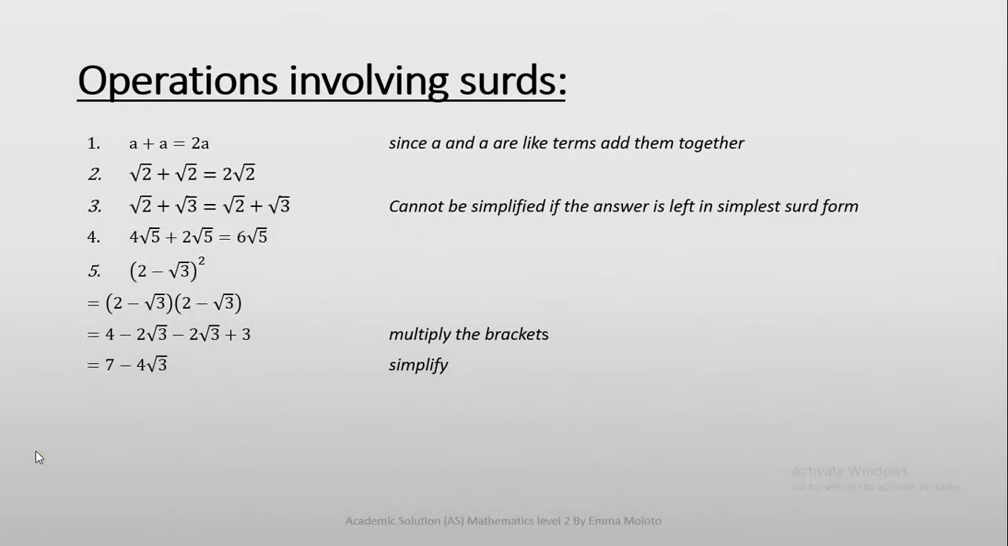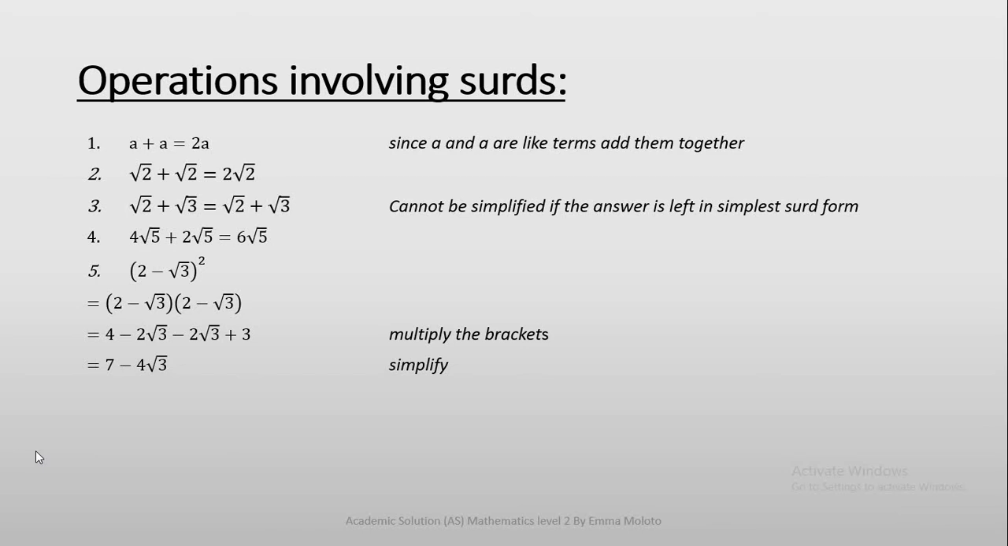Operations involving sets. Number 1, a plus a is equal to 2a. Since a and a are like terms, add them together. You have a cow and a cow. You add them together, which is 2 cows, which is 2a. Number 2, we have the square root of 2 plus the square root of 2, which is equal to 2 times the square root of 2. Number 3, we have the square root of 2 plus the square root of 3 is equal to the square root of 2 plus the square root of 3.